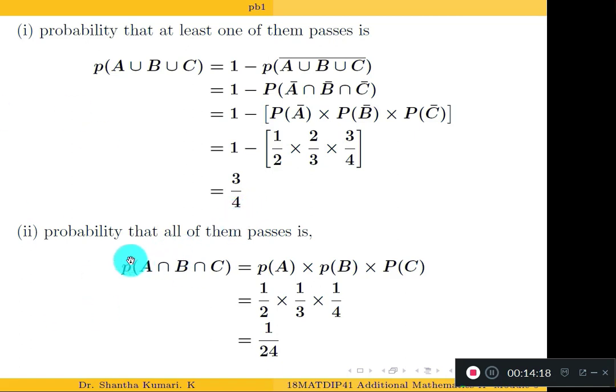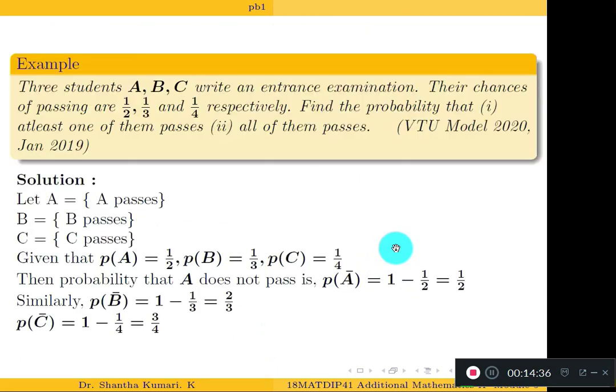What is the second question? Probability that all of them pass. All means intersection. At least one means union. A intersection B intersection C. Clearly A, B, C are 3 different students, so they are independent. Once again in this problem they have not mentioned the events as independent, but you have to understand that because the 3 students are different, they are independent.